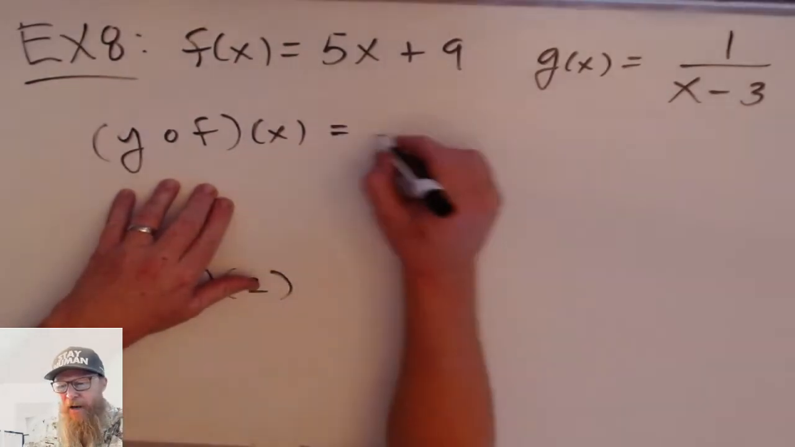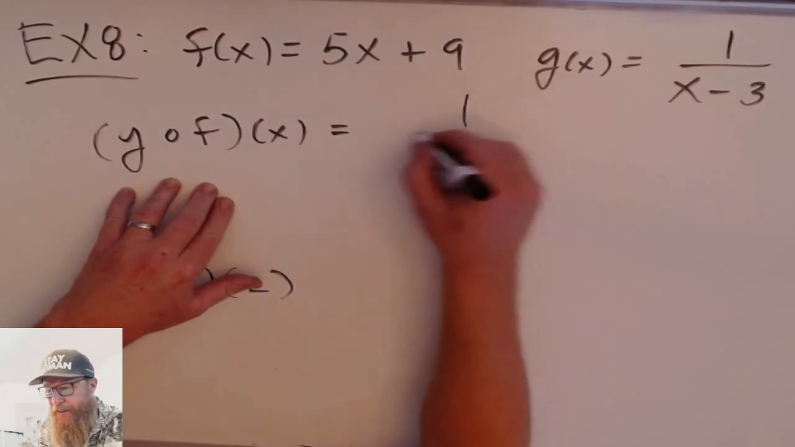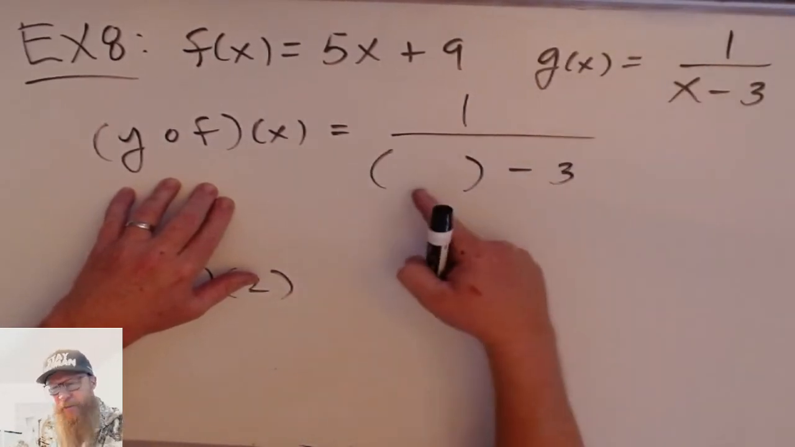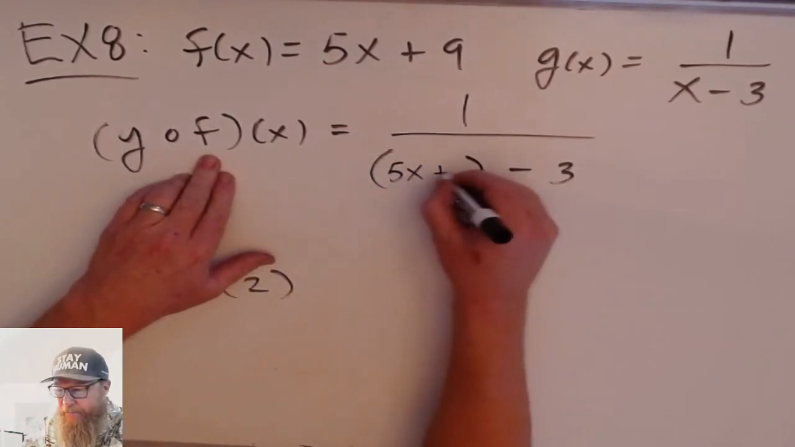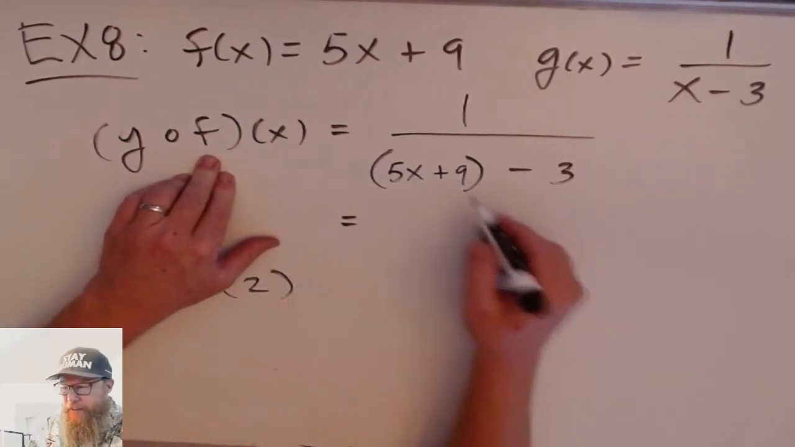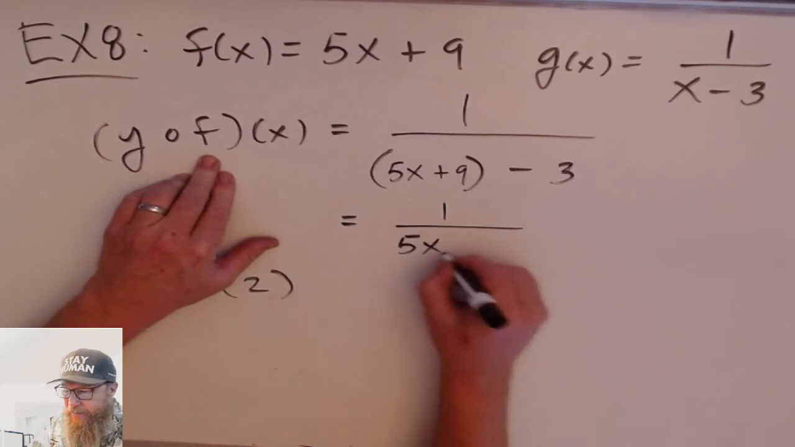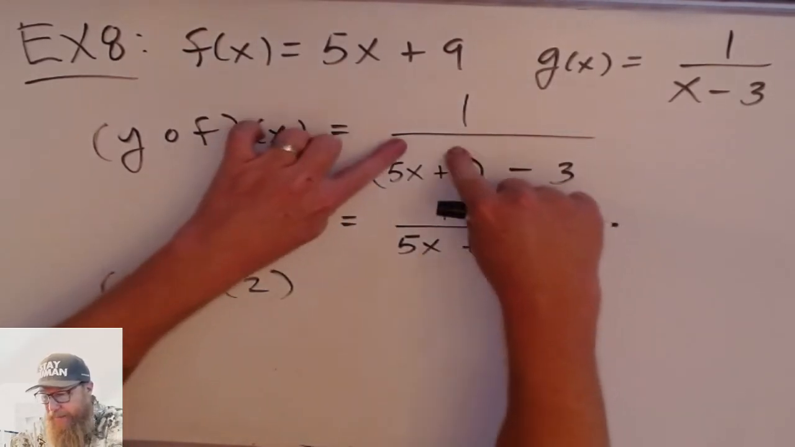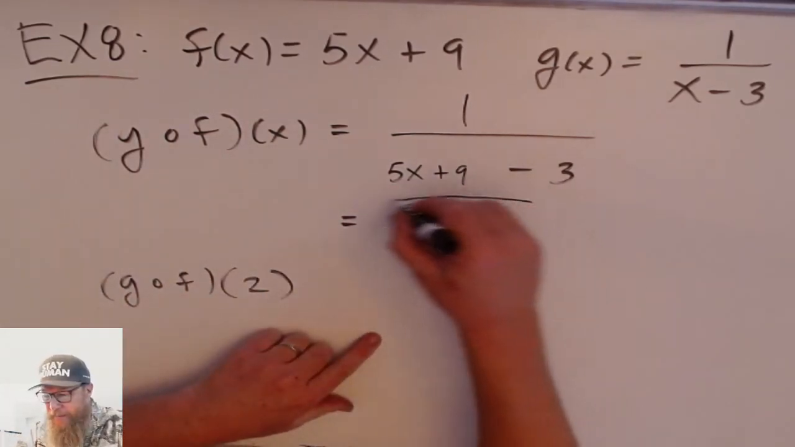So g of f means take the formula for g. Let's just skip that step and go right to it. There's the formula for g, and put f inside of it. This is already done. We don't need an LCD. It's just 5x plus 6. Just remove the parentheses, combine the 9 and the 6, and you're done.